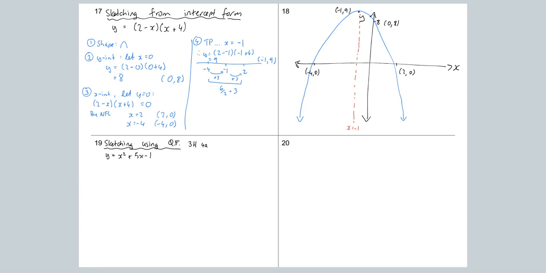Okay, so the usual 4 critical points. I think you could agree that getting the x-intercepts was easy, y-intercept wasn't too bad, shape was okay, turning point required a bit of thought work, but you can get there. Next video, we'll have a look at sketching using the quadratic formula.